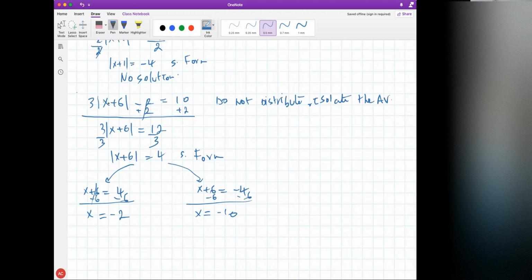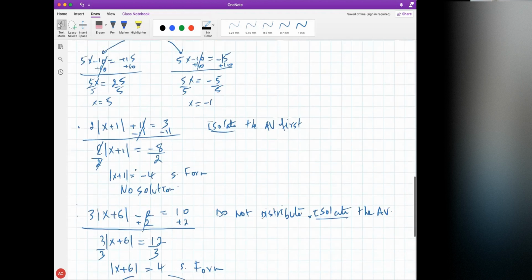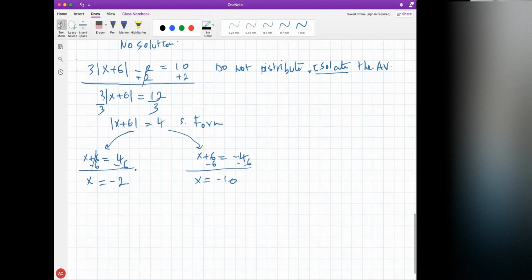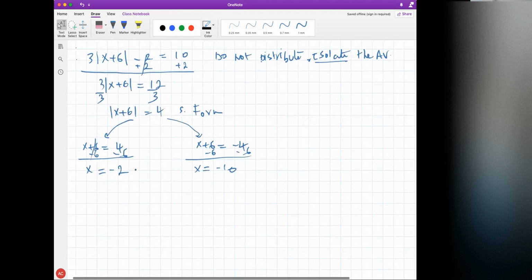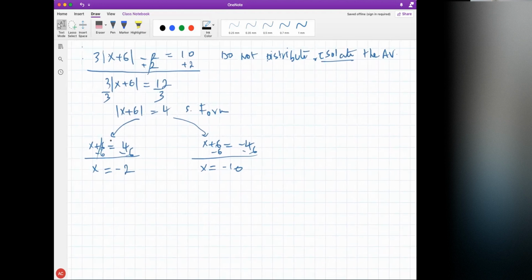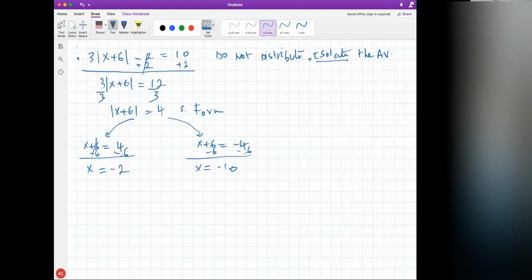And that's it. It doesn't take that long. Again, isolate first. Do not distribute, and solve. Pretty simple, 2 steps. Most of the time, that's all you have to do. Isolate, then solve afterwards. Okay, any questions here, everybody? No. All right, everyone, please let me know if you have any questions.